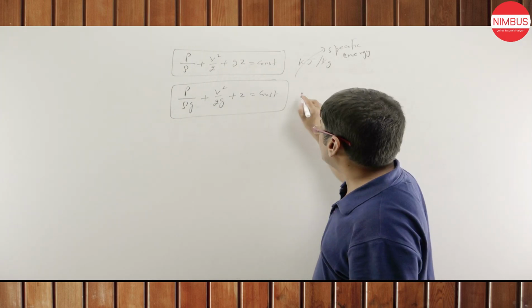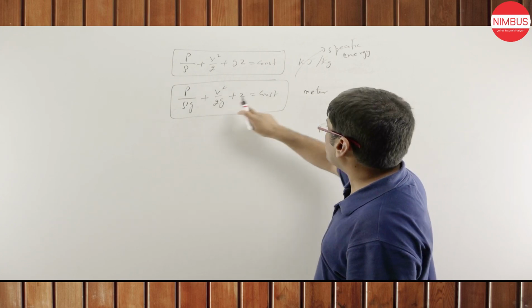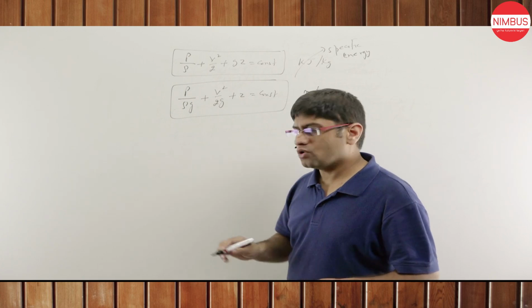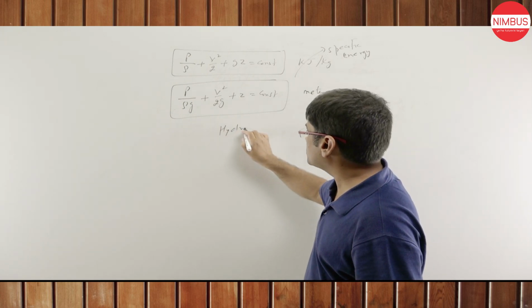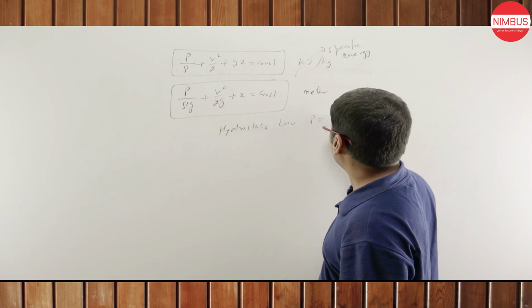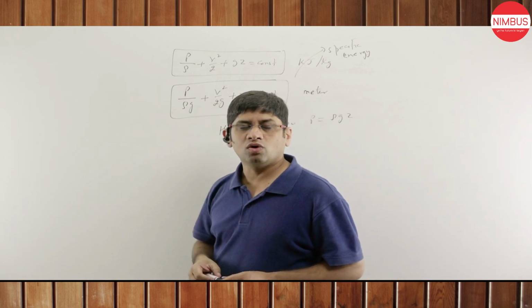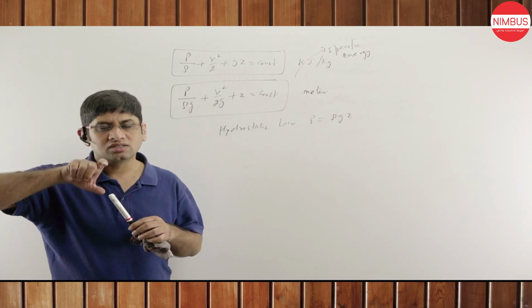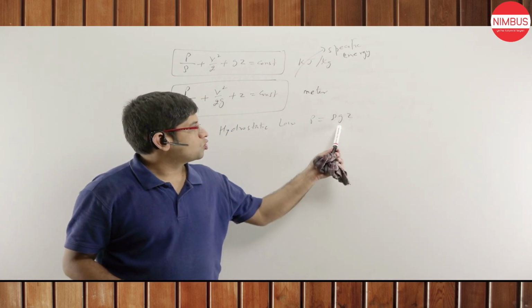So what is the dimension of Z? Meter. So what will this be? Meter. What will this be? Meter. How do we remember that? Don't you know the hydrostatic law? Do you know what the hydrostatic law is? Yes sir. The hydrostatic law says the pressure at any point at depth Z is equal to rho into G into Z. Pressure at any point at depth Z in the fluid is rho into G into Z.